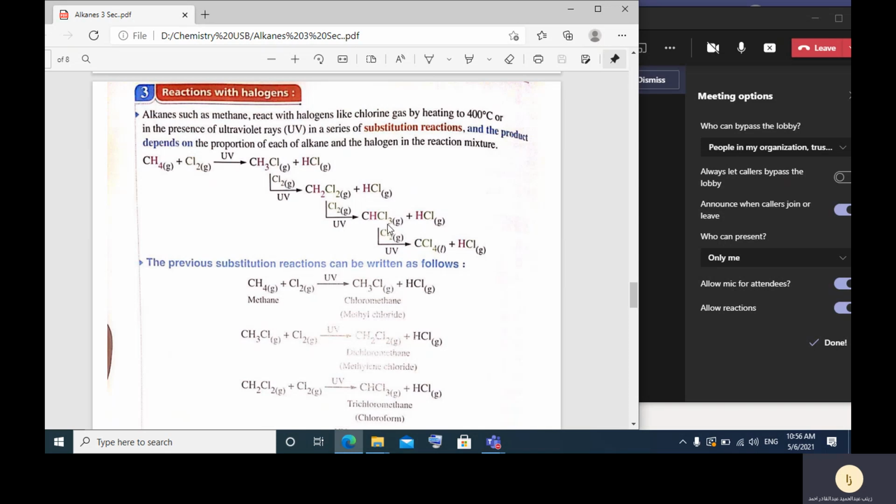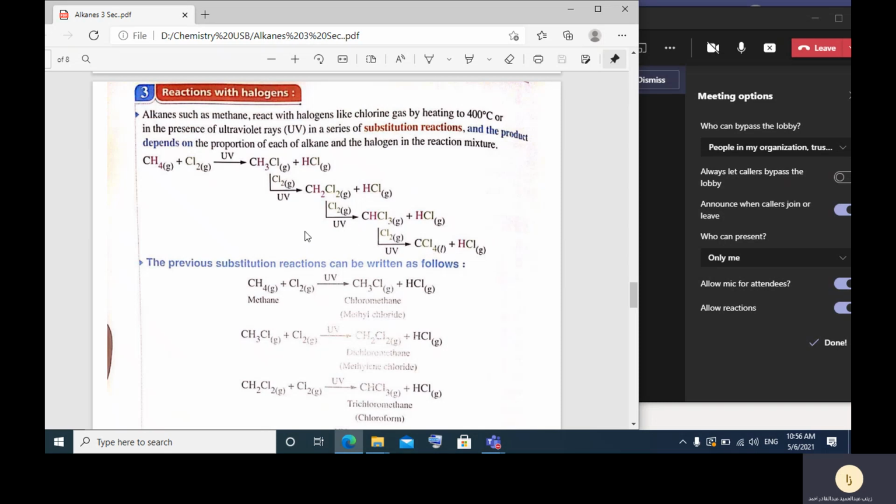CHCl3 is called trichloromethane or chloroform, which is used as an anesthetic substance, but it had dangerous effects, we will talk about that later. The last step, or the fourth step, if we add Cl2, the last H will be removed with Cl, giving HCl, and another Cl will be added, so we get CCl4, carbon tetrachloride, and HCl.